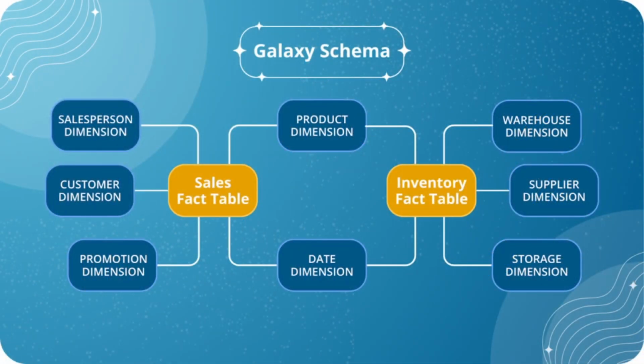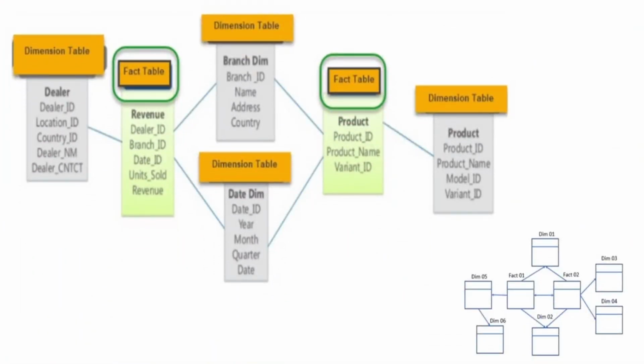Here's the deal. A Galaxy schema contains two or more fact tables that share common dimensions. For example, a sales fact table and an inventory fact table might both link to a shared date dimension. Galaxy schemas are fully normalized, breaking dimensions into separate tables based on hierarchy levels. They're ideal for organizations dealing with highly complex data relationships. However, they require careful planning and maintenance, so they're not for beginners.